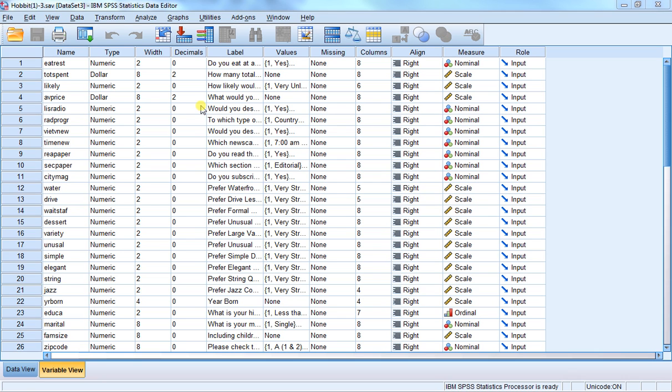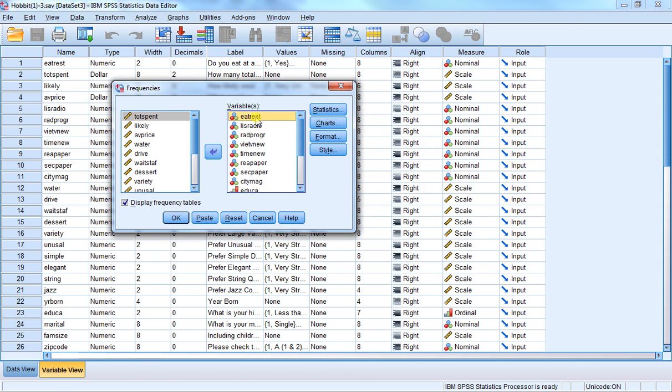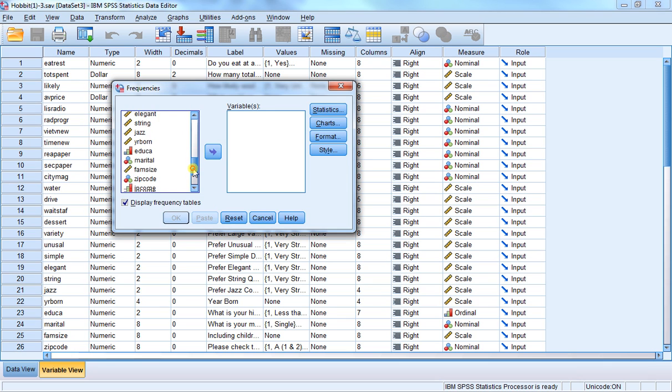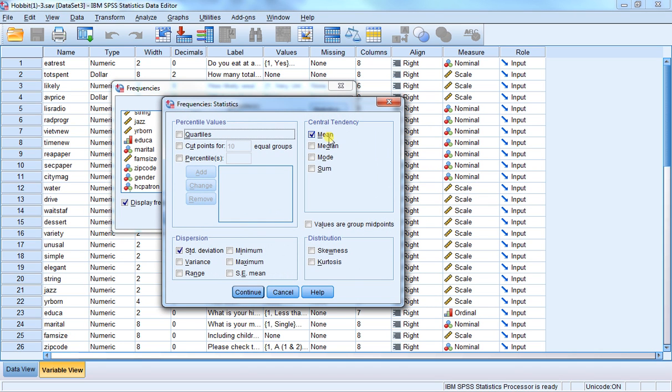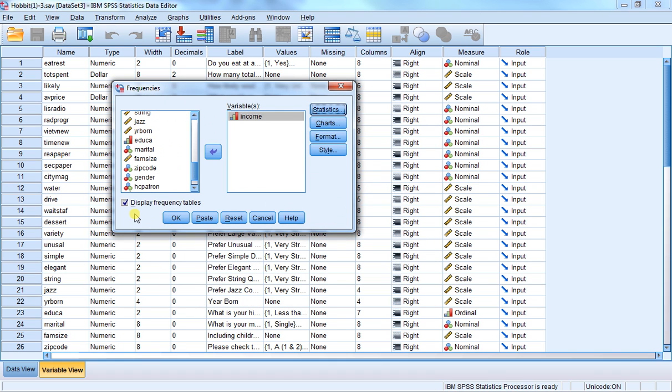Okay, so we're going to do the same as what we did. Analyze, descriptive statistics, frequency. And we're going to look at the income level. Here, click it over. Statistics, remember that mean and standard deviation should be checkboxed. Continue, and also checkbox display frequency table. Click OK.